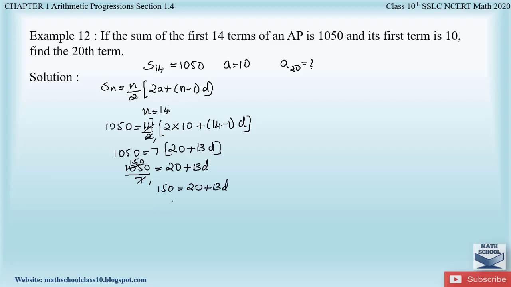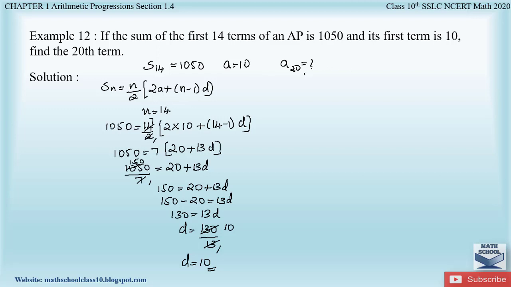If we send this 20 to the left hand side, we get 150 minus 20 is equal to 13d, or 130 is equal to 13d, or d is equal to 130 divided by 13. So 13 1 times 13, 10 times. So d value we got as 10. So now using this d value and a value, we will find out the 20th term.